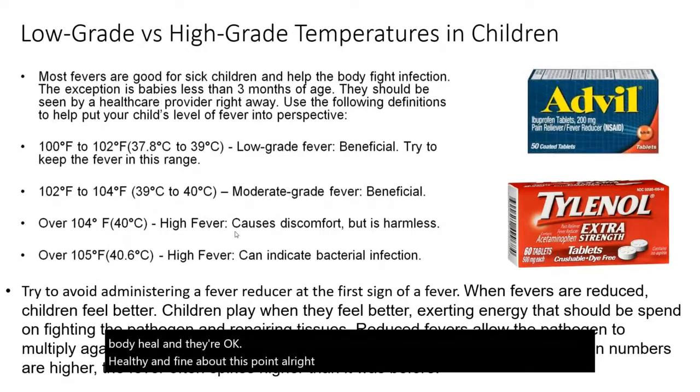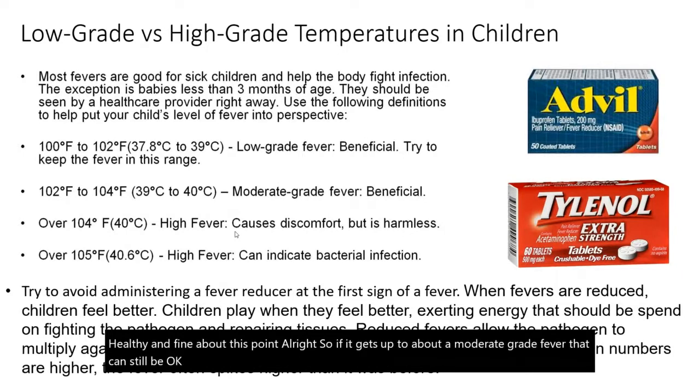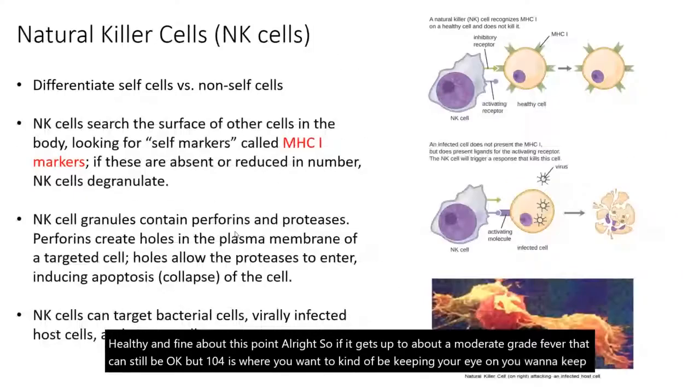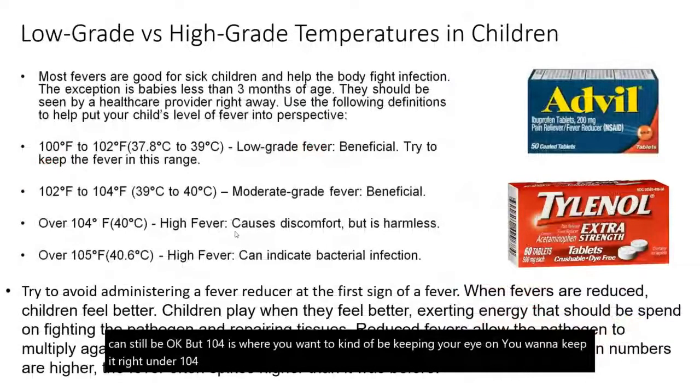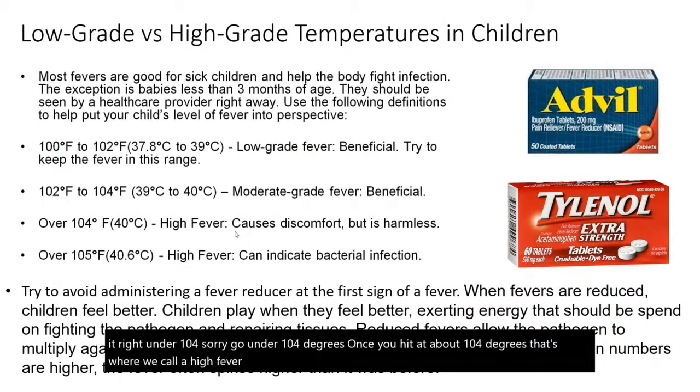All right, so if it gets up to about a moderate grade fever, that can still be okay. But 104 is where you want to kind of be keeping your eye on. You want to keep it under 104 degrees. Once you hit about 104 degrees, that's where we call this a high fever. This can be pretty uncomfortable. For the most part, it's harmless, okay?